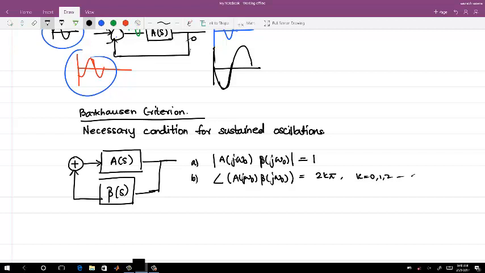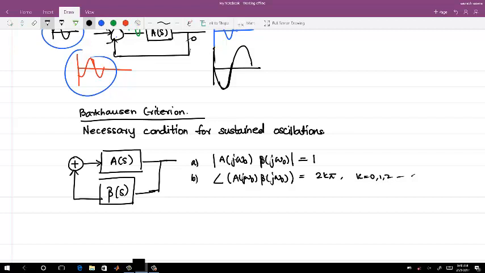So I would like to say that this is the condition for a sustained oscillation, and this is the condition of equality. Okay. So do not take this equation to mean that if it is greater than 1, it is unstable. If it is less than 1, it is stable. Do not make that inference from this equation.